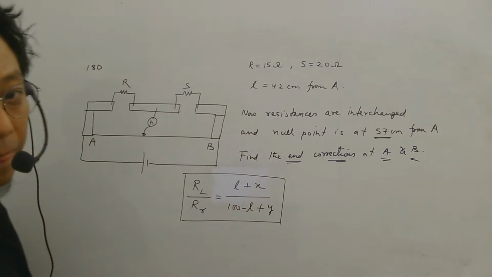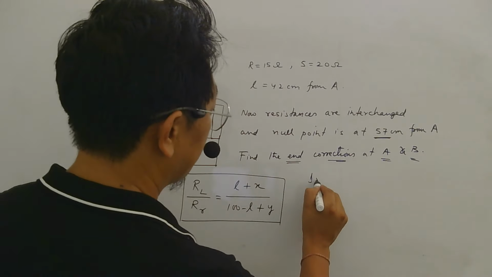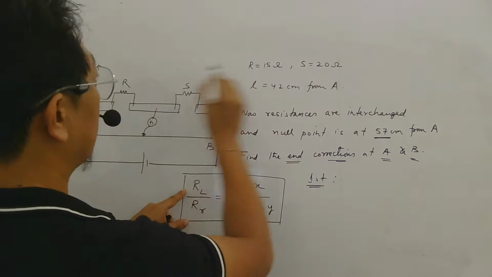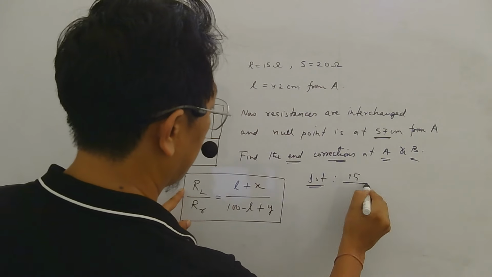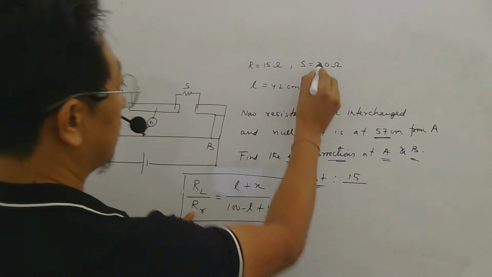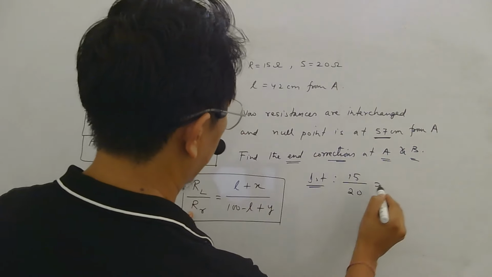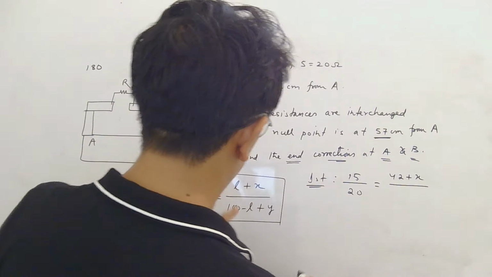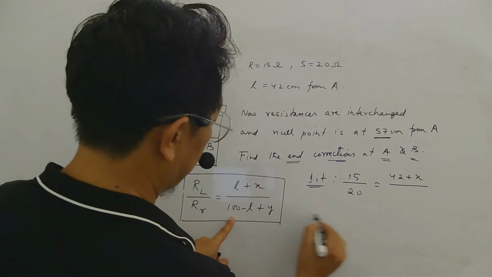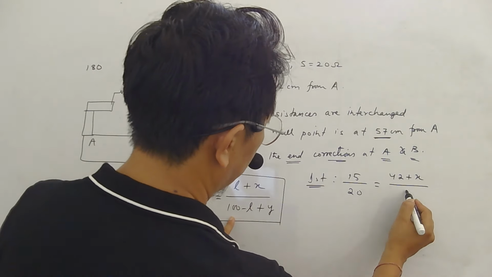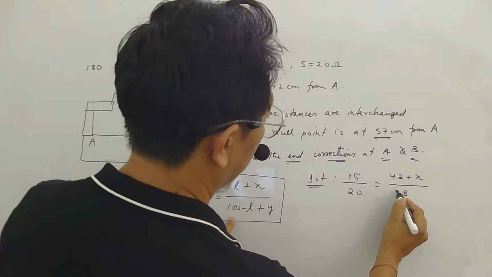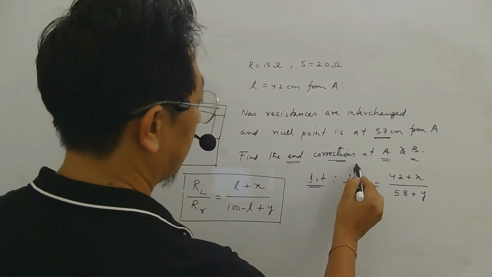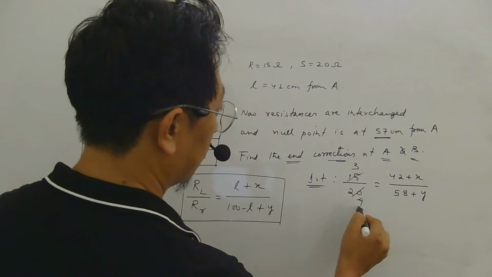Okay. Now in the first case, the resistance on the left gap is R, which is 15, and on the right gap is S, which is 20. The balance length is 42 plus x divided by 100 minus 42. What is 100 minus 42? It is 58, so 58 plus y. So this will be 3 by 4.